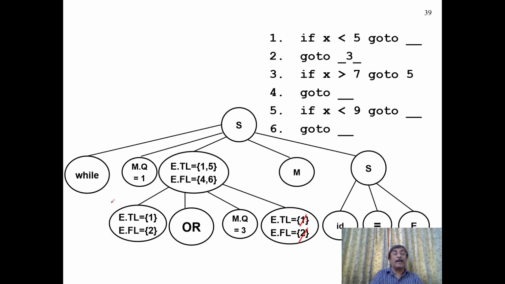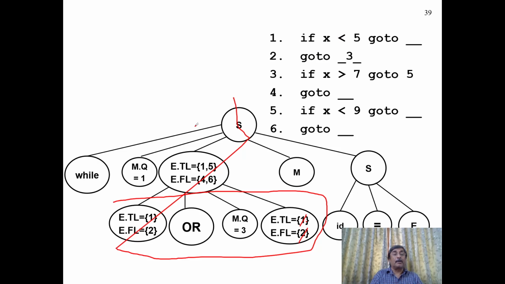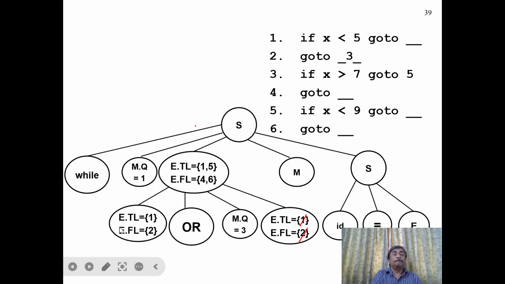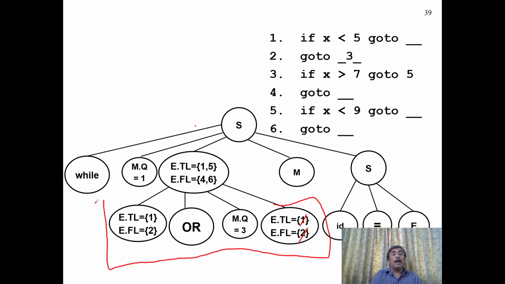In fact, I am not looking at this part of the parse tree at all. I am looking at this part of the parse tree. I am not looking at this part of the parse tree. This is unknown for me. Once you do this, these 6 lines will be generated, and this TL will be calculated and this FL will be calculated.